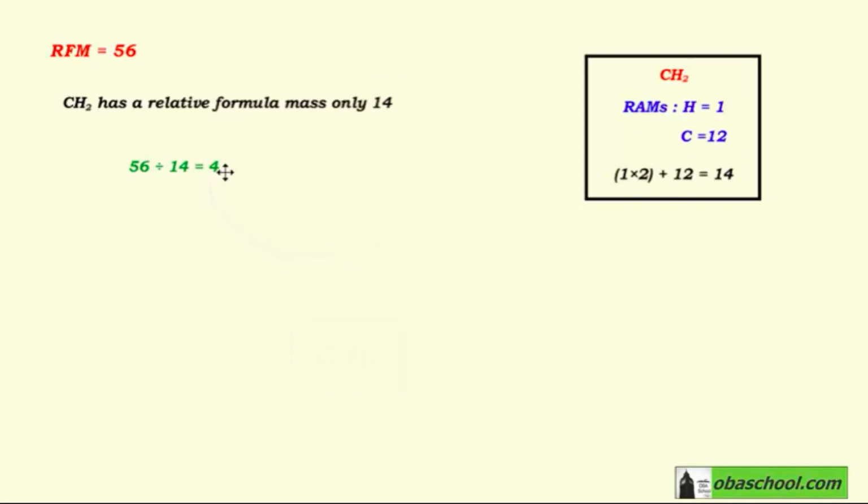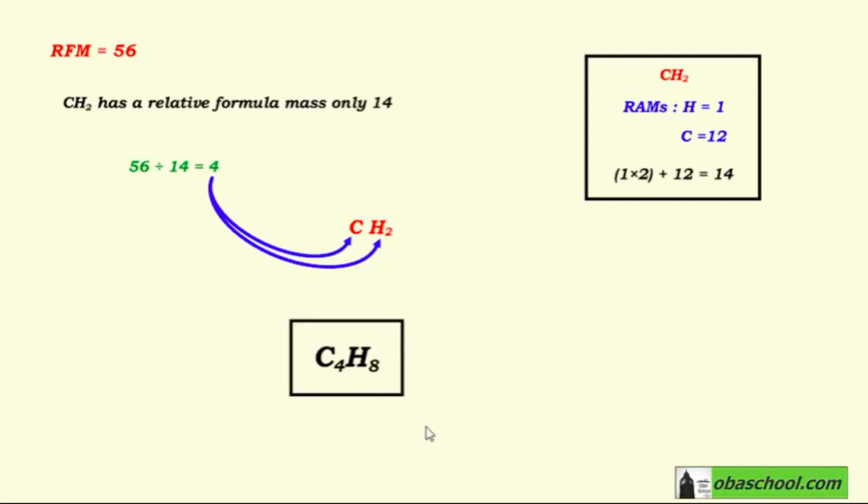Now pay attention. We will multiply this 4 by the number of carbon and hydrogen atoms. Carbon has 1 atom, so it's 1 times 4, which is 4. However, hydrogen has 2 atoms, so it's 2 times 4, which is equal to 8. So this right here is the true molecular formula that I want.